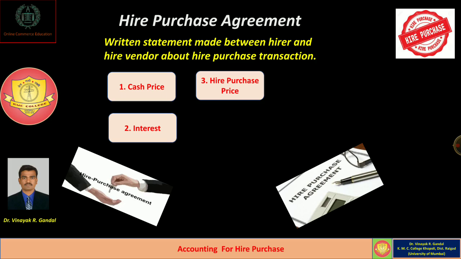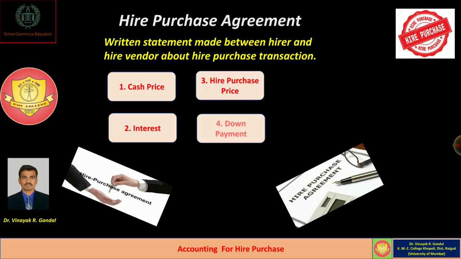Okay. The third content is called hire purchase price. This means the total amount payable by the hirer to the hire vendor, which is determined by considering the total cash price plus the total amount of interest payable. So hire purchase price means the price which consists of cash price plus interest, and it is the total price payable by hirer to hire vendor.